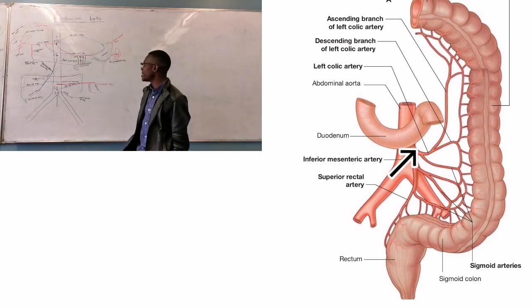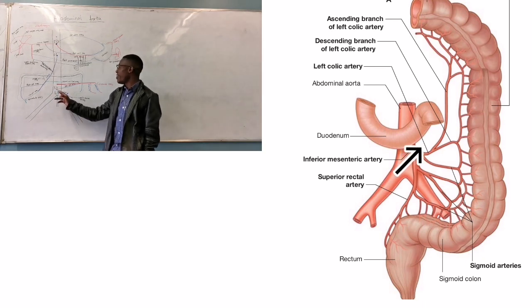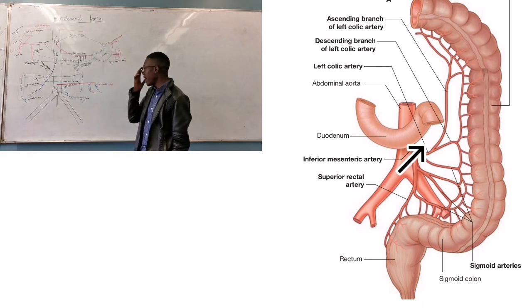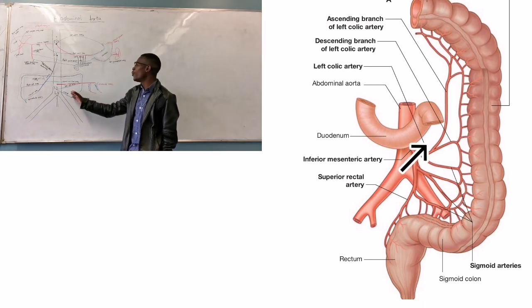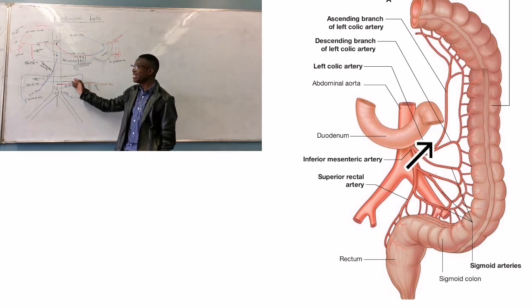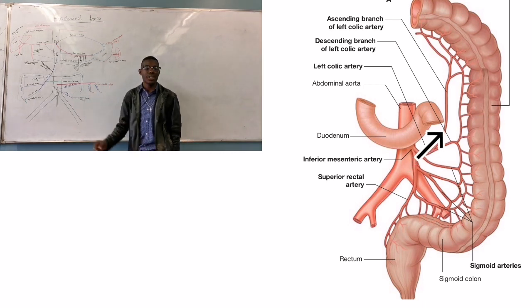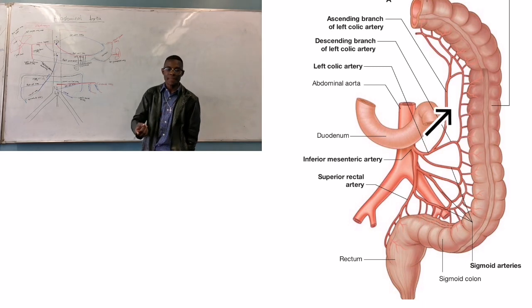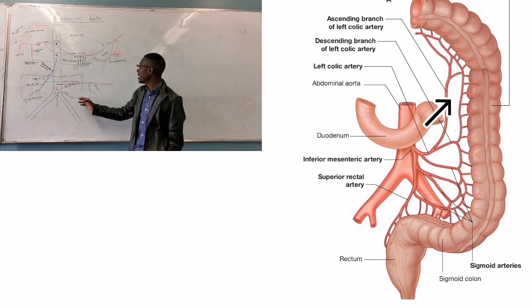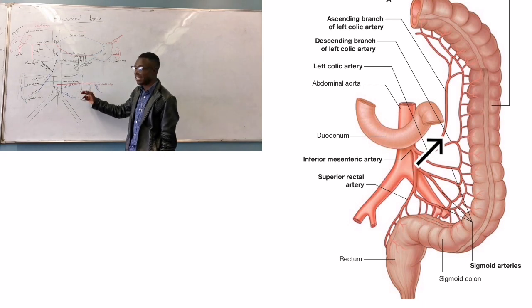The inferior mesenteric artery originates anterior to lumbar vertebra L3, and then it's going to descend. As it descends, it's going to move medially to the left ureter, so it will be medial to the left ureter, and then it's going to give a branch. The first branch that it's going to give is what we call the left colic artery. The left colic artery is going to supply a part of the distal 1/3 of the transverse colon and the descending colon.